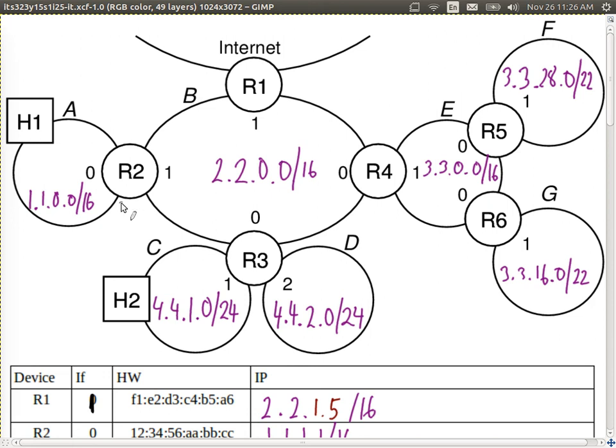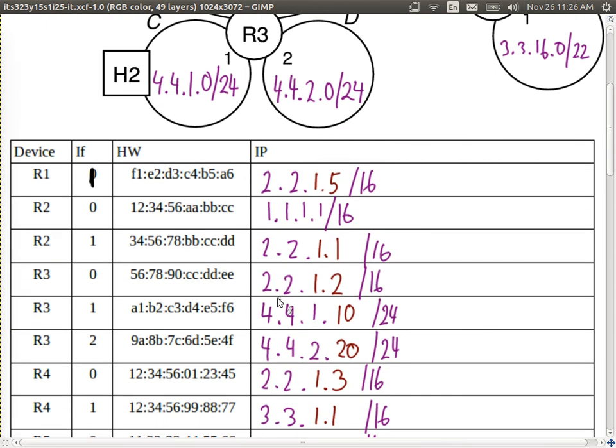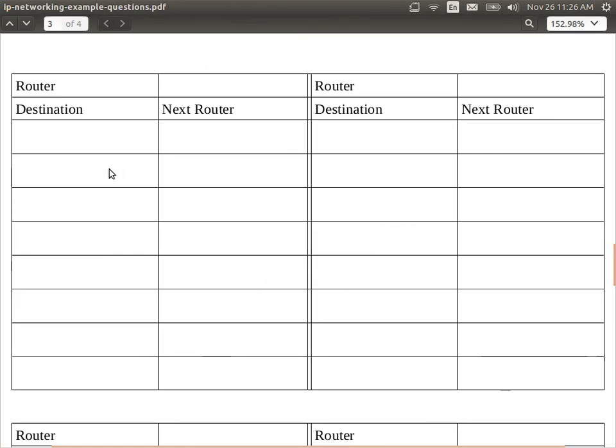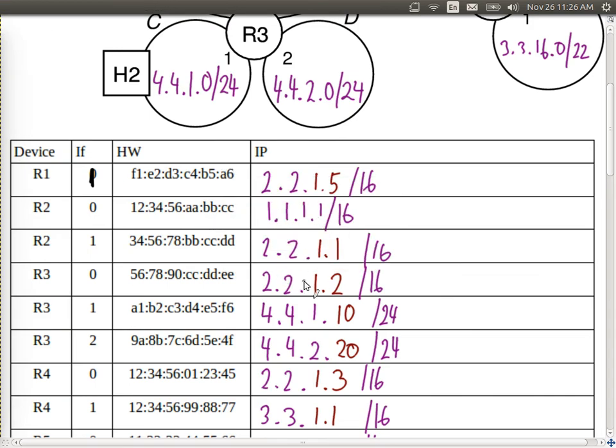Before we fill in the routing table for R2, it's the first point. If I want to reach H2, we said send to R3, interface 0. Well, in our routing table, we don't say R3 interface 0. We say the IP address of R3 interface 0. So the next router will be listed as 2.2.1.2. In our routing table, we need two columns to fill in, destination and next router. If the next router is R3 interface 0, we'll enter in this next router column 2.2.1.2. So we use the IP address, not the router name.